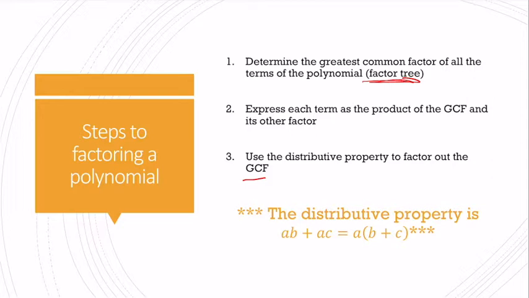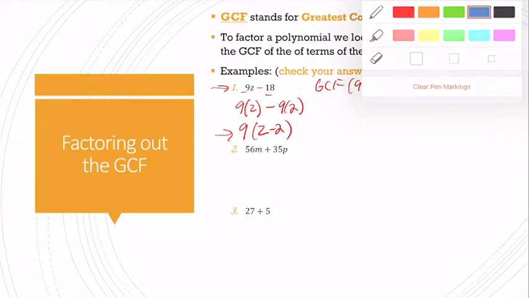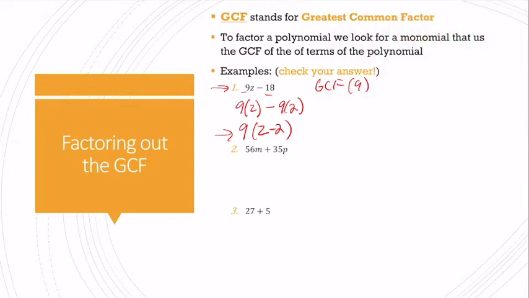So if I have 9z minus 18, the greatest common factor is going to be 9, right? We look first at the coefficients and then at the variables to see what they have in common. So I could pull out a factor of 9. 9 times z minus 9 times 2. 9 times z minus 2. And you could see if I was to distribute this back out, I'd get back to my original expression. Let's go ahead and do this again.